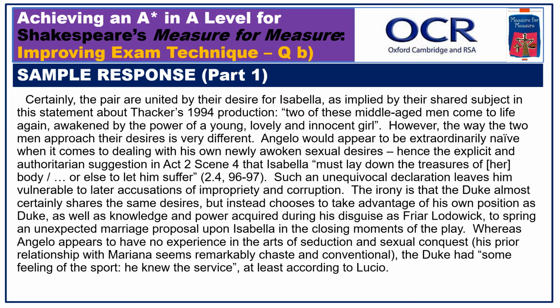Such an unequivocal declaration leaves him vulnerable to later accusations of impropriety and corruption. The irony is that the Duke almost certainly shares the same desires, but instead chooses to take advantage of his own position as Duke, as well as knowledge and power acquired during his disguise as Friar Lodowick, to spring an unexpected marriage proposal upon Isabella in the closing moments of the play. Whereas Angelo appears to have no experience in the arts of seduction and sexual conquest, his prior relationship with Mariana seems remarkably chaste and conventional. The Duke had some feeling of the sport. He knew the service, at least according to Lucio.